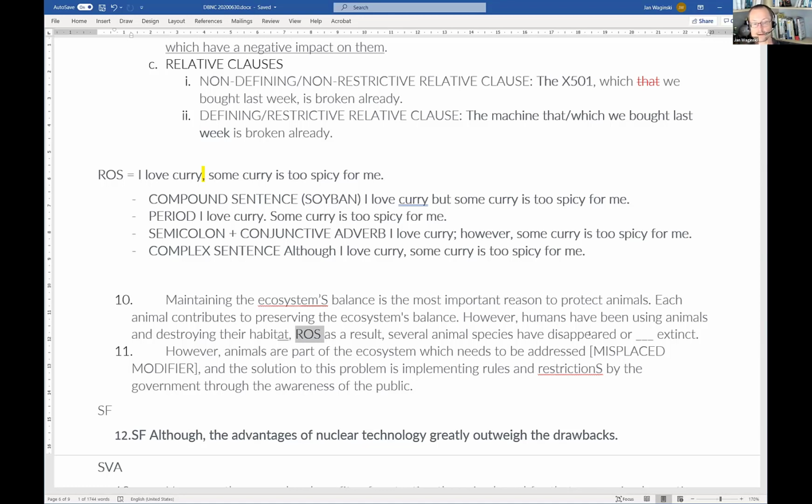When you read it out loud, first of all, you force yourself to slow down. And second, you force yourself to pause appropriately. Because you're not going to read, "Maintaining the ecosystem's balance is the most important reason to protect animals. Each animal contributes." Ugh, you can't do that. Where you pause naturally, you need punctuation. A short pause, you probably need a comma. Long pause, you probably need a period.